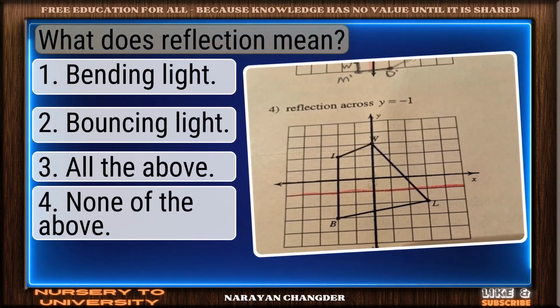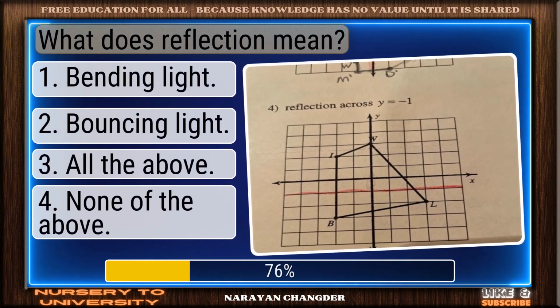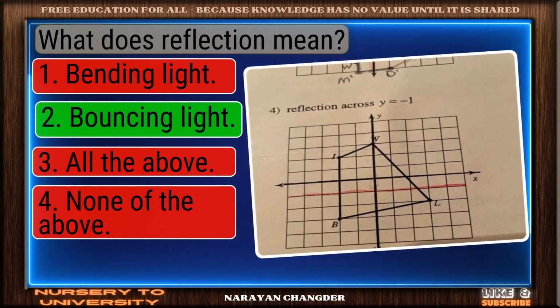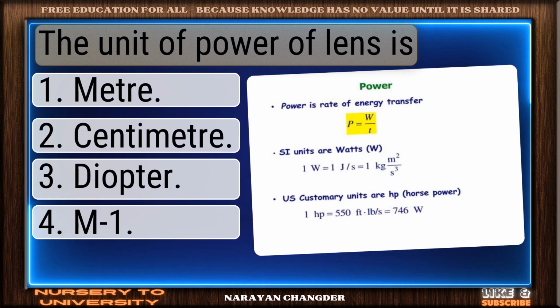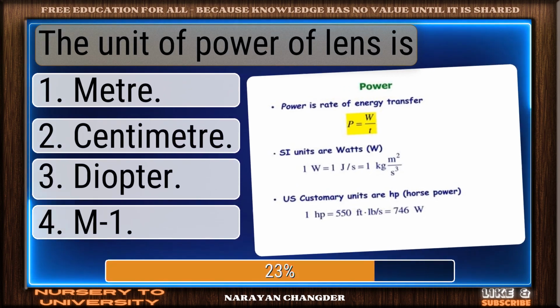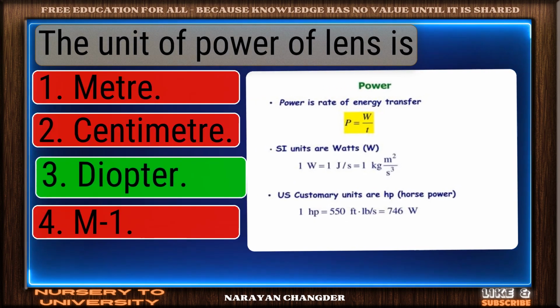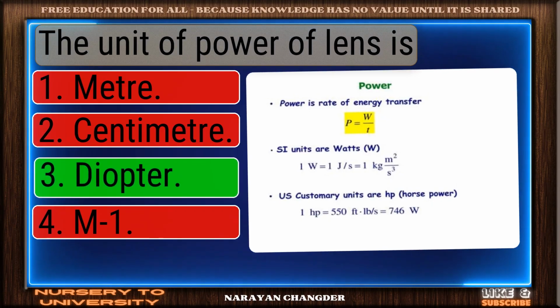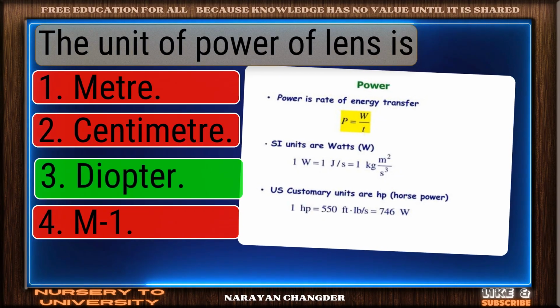What does reflection mean? Exactly. Bouncing light makes sense. The unit of power of lens is? You got it. Your choice diopter is right.